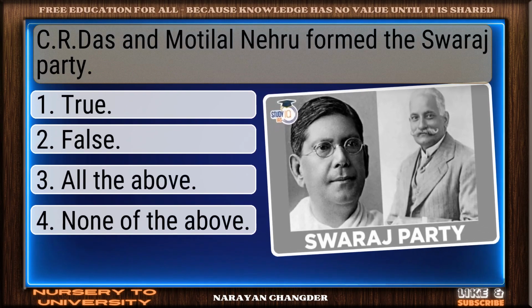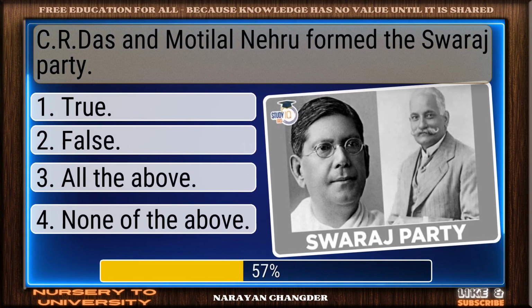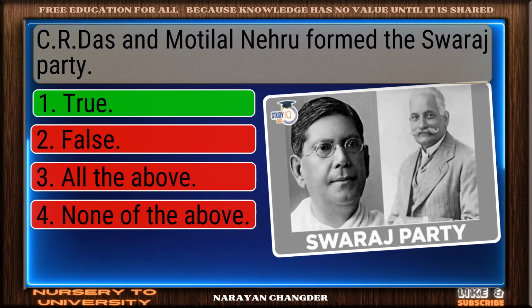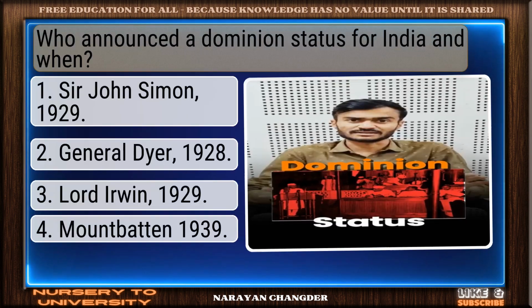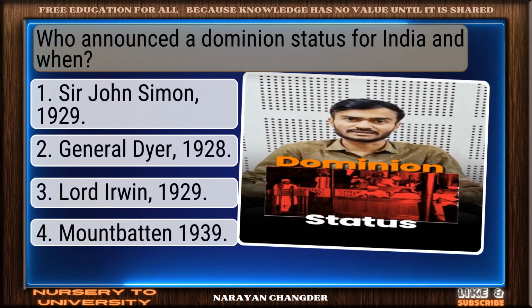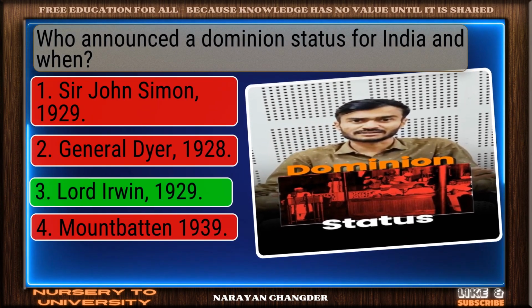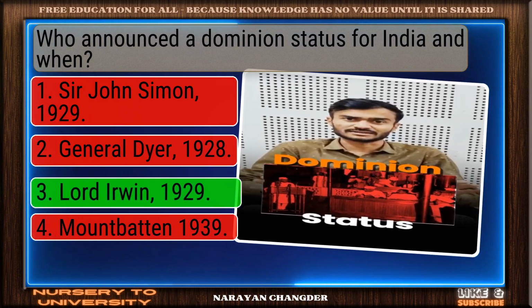C.R. Das and Motilal Nehru formed the Swaraj Party. Exactly. True makes sense. Who announced dominion status for India and when? Good job. Lord Irwin, 1929 works well.